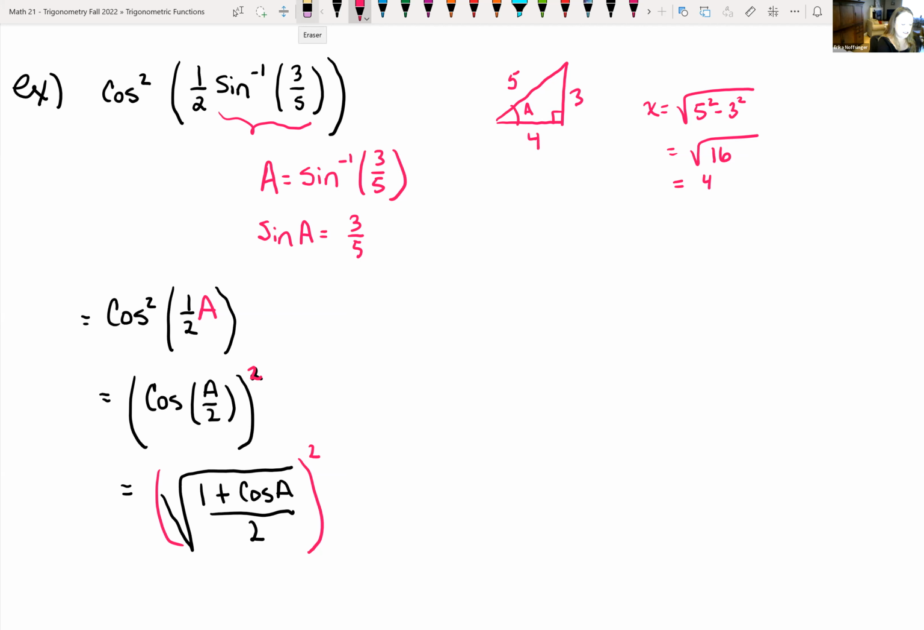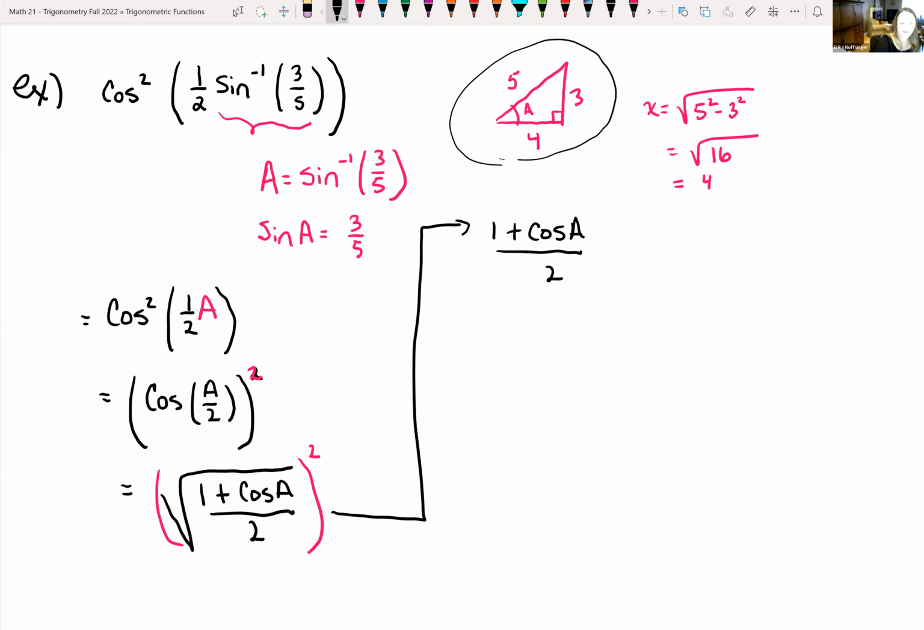So now looking at this, we're squaring the square root. And so this is going to cancel the square root, leaving us with 1 plus cosine of A all over 2. We could figure out what cosine of A is because we have our triangle. And so we know that cosine is adjacent. So adjacent to angle A is 4 all over the hypotenuse, which is 5. And then this is all over 2.